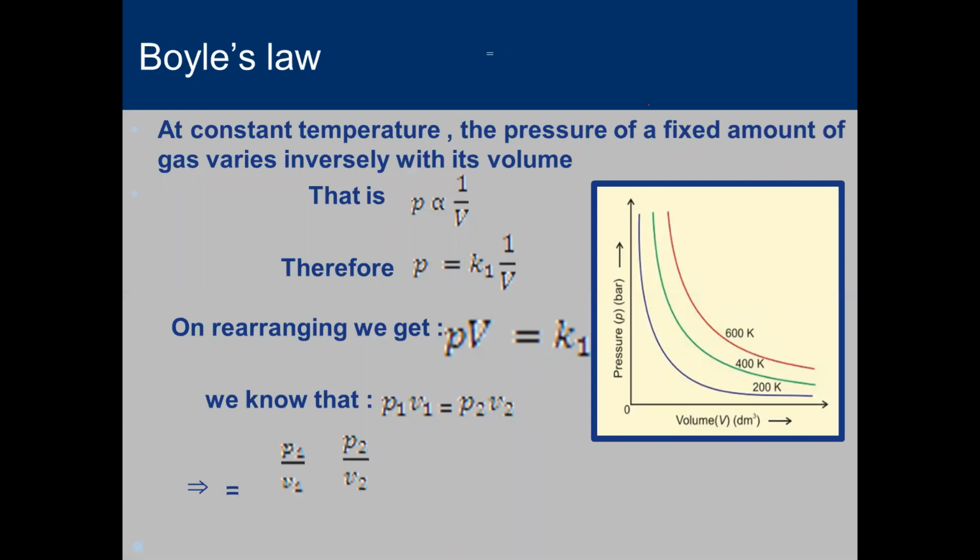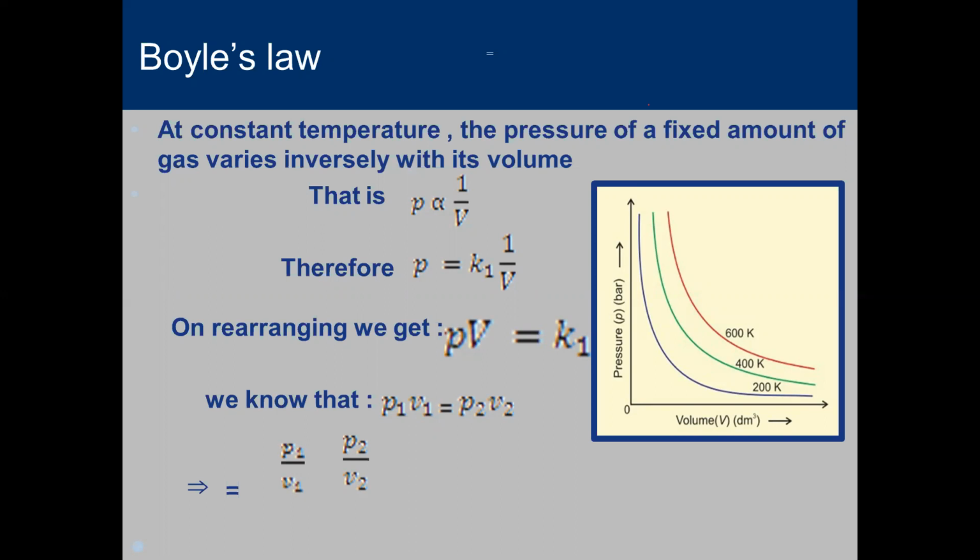It states that at constant temperature, the pressure of a fixed amount of gas varies inversely with its volume. So if we have a gas at a particular temperature and its mass is fixed, on increasing pressure, volume will decrease, and on decreasing pressure, volume will increase. So both are inversely related. So P is inversely proportional to volume.